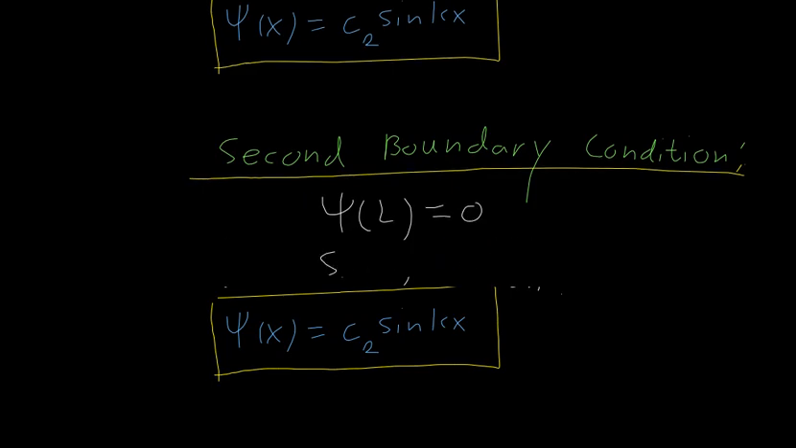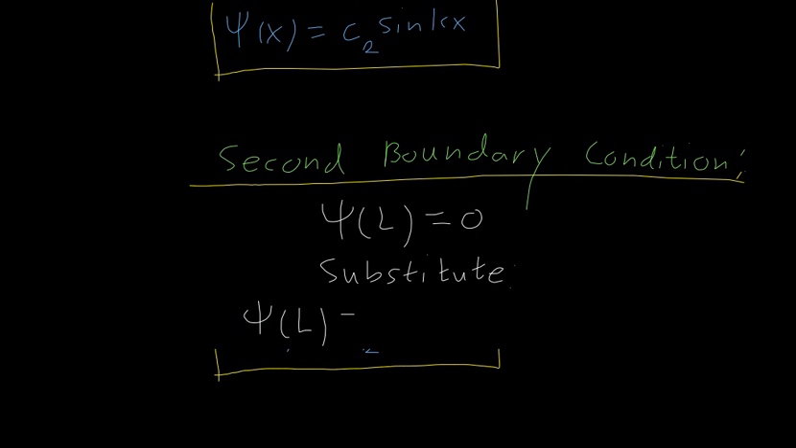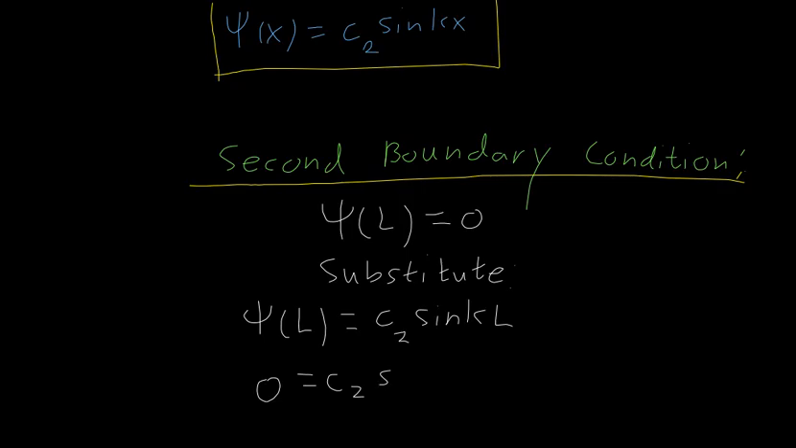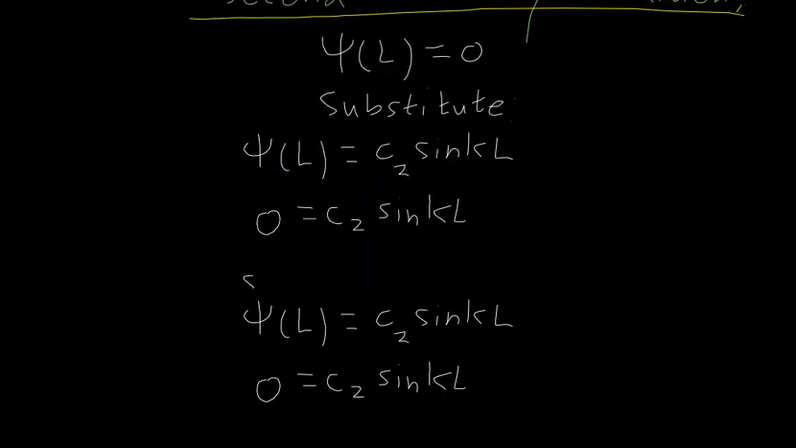I'm going to substitute. We had C of L, so when X equals L, it is equal to C2 sine of KL. For every position X, I'm inputting length L of the box, the particle in the box. That means 0 is equal to C2 sine KL. I can simplify that equation: if I divide both sides by C2, I get sine KL is equal to 0.